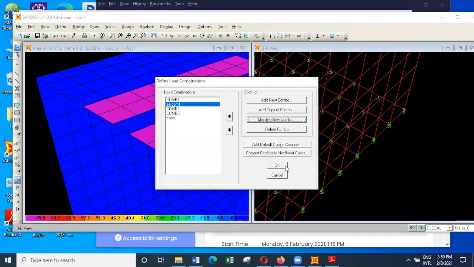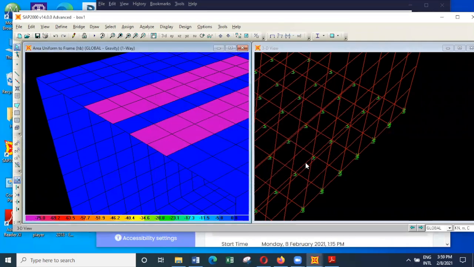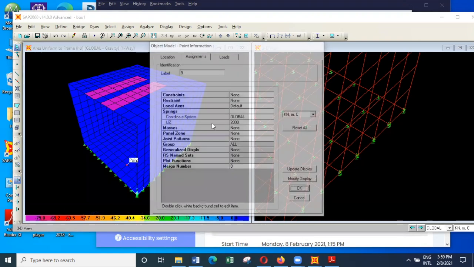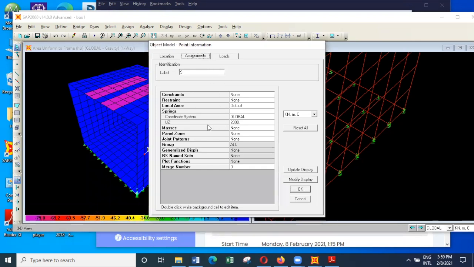Then the other important thing you have to consider is the soil springs. And here, if you look at any location, side joint, and assignment, you can see I have applied a value of 2000. The reason is the bearing pressure is considered as 100, and then we get a factor of safety of 2 multiplied by 40. 40 into 2 is 80, multiplied by 100 is 8000.